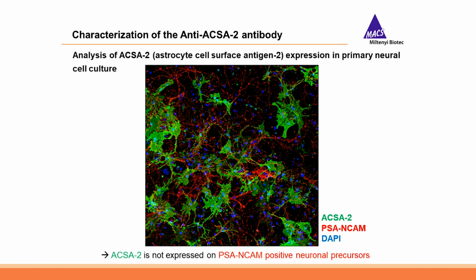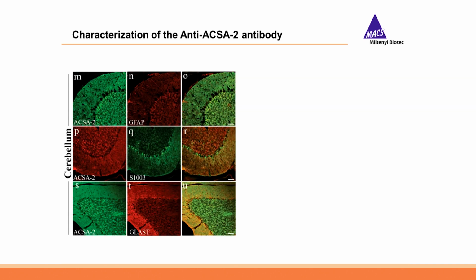So in the next slide, we see the immunohistochemical analysis of AXA2 expression in the cerebellum. You see here in the first row that AXA2 detects GFAP positive astrocytes, and in the second row that it also detects the S100 beta positive astrocytes, but it shows lower expression in the Bergmann glia in comparison to S100 beta. And in the third row, you see that AXA2 overlaps with GLAST in the cerebellum, but it shows a higher expression in the granule cell layer in comparison to GLAST. So there are different expression levels of all these markers.